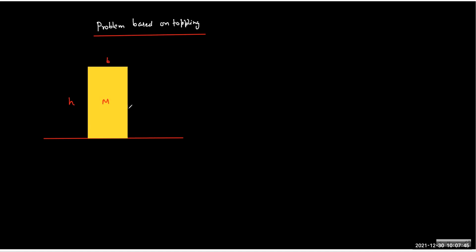So now, if you remember the toppling, when you topple something, you push it, and the axis passing through the bottom will try to topple the body.